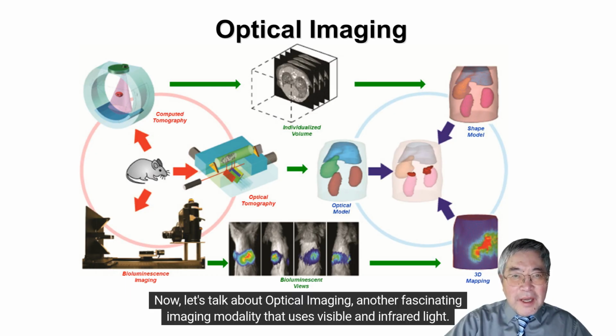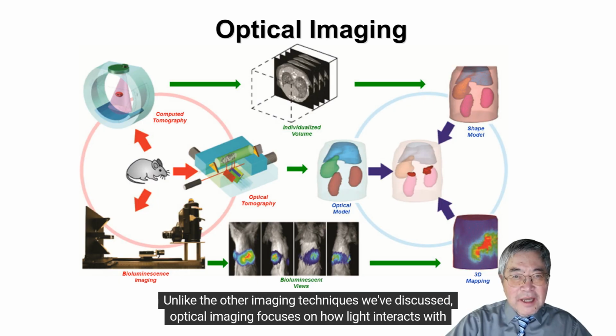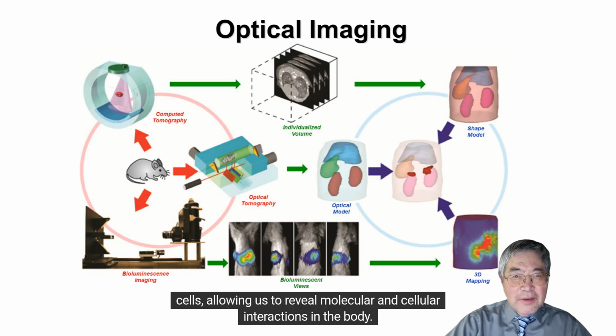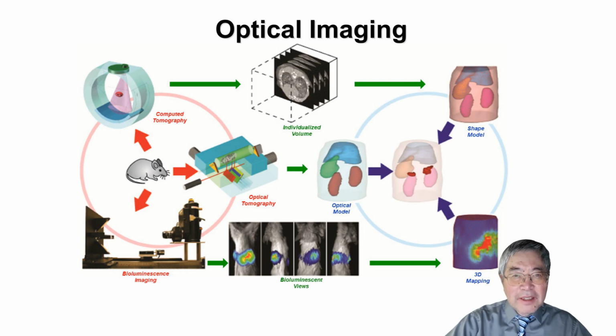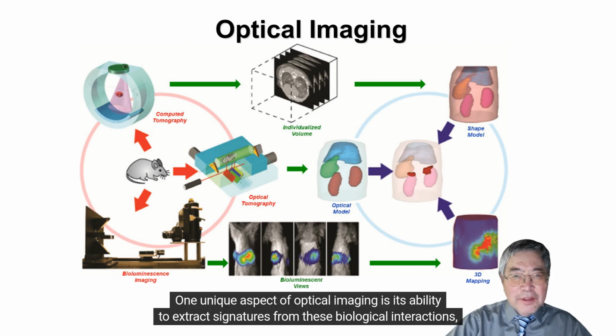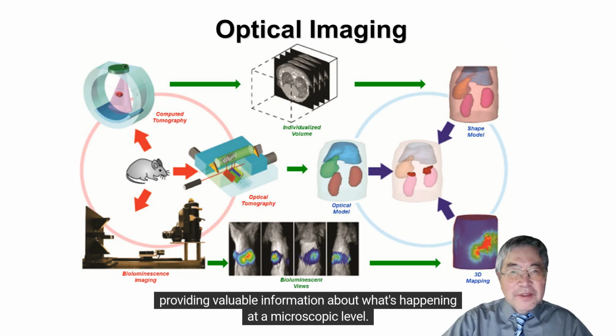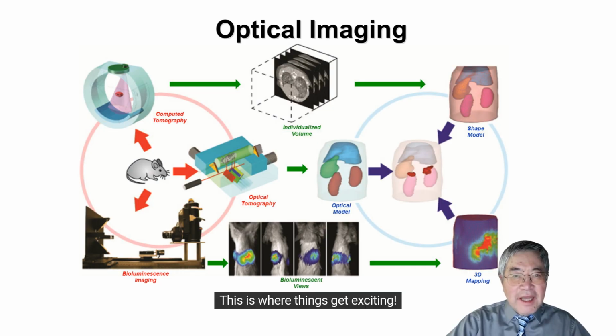Now, let's talk about optical imaging, another fascinating imaging modality that uses visible and infrared light. Unlike the other imaging techniques we've discussed, optical imaging focuses on how light interacts with cells, allowing us to reveal molecular and cellular interactions in the body. One unique aspect of optical imaging is its ability to extract signatures from these biological interactions, providing valuable information about what's happening at a microscopic level. This is where things get exciting.